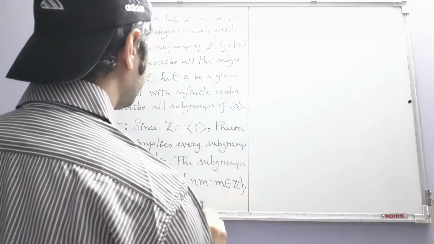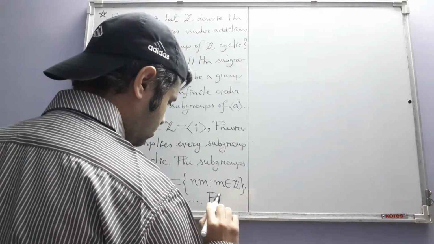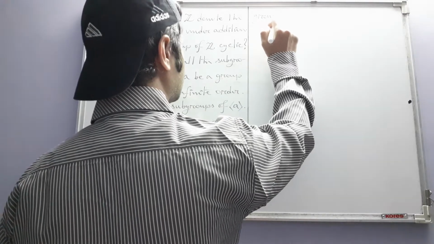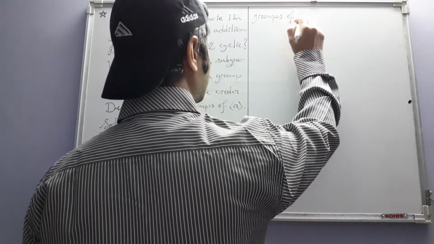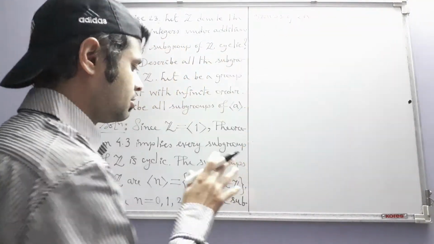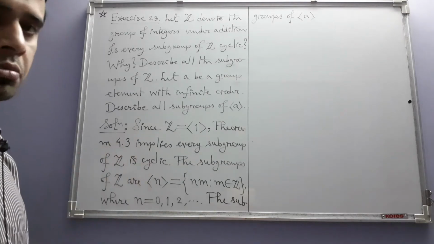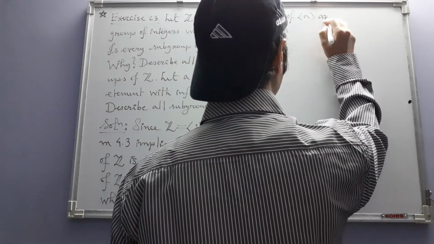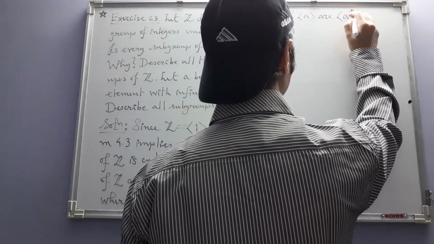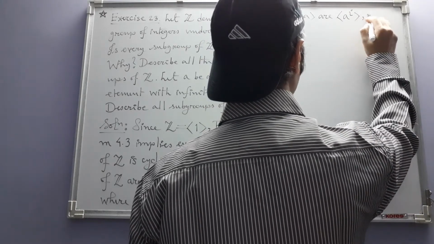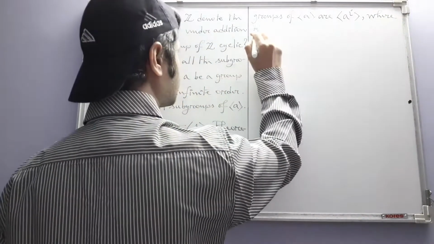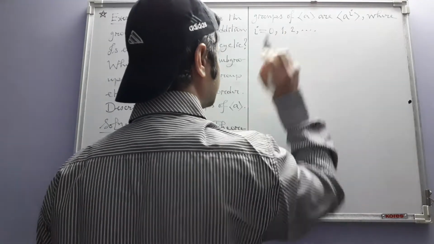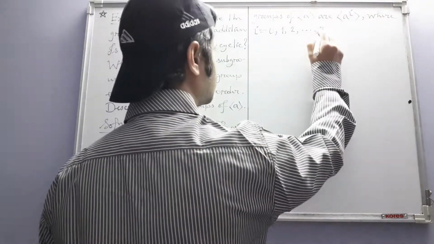So just like that, the subgroups of this cyclic group, this second part also will follow from theorem 4.3, which is the fundamental theorem of cyclic groups, are this, where i is a non-negative integer. Okay, so this is the solution.